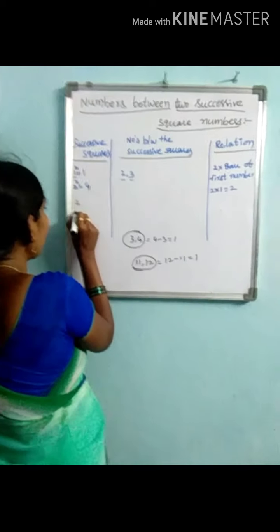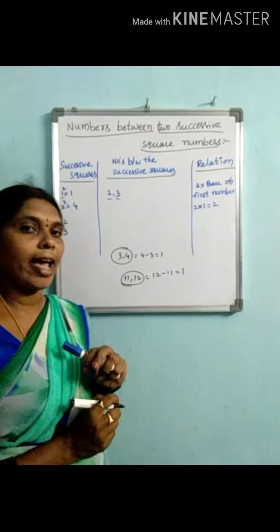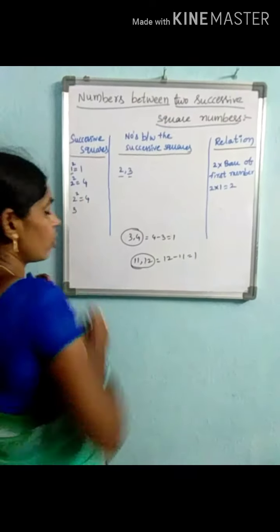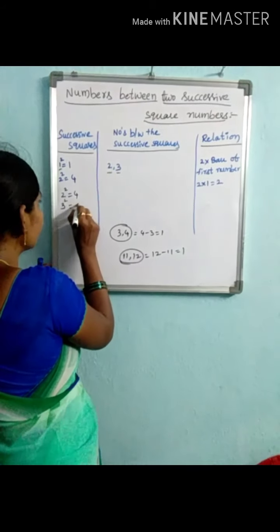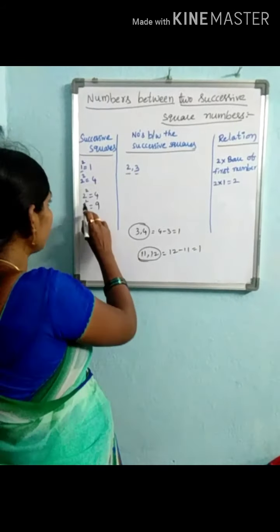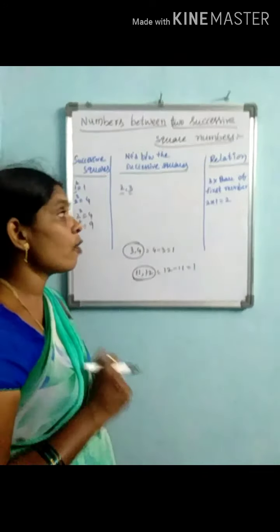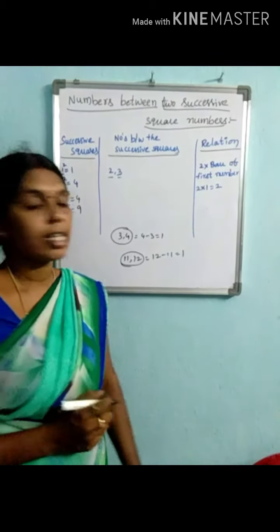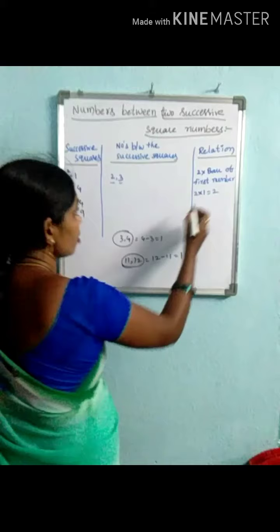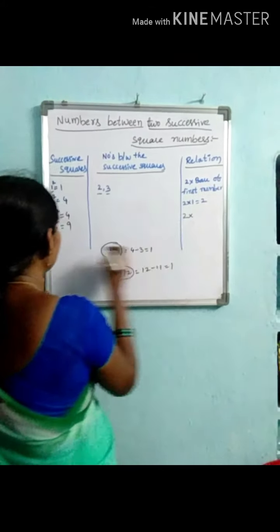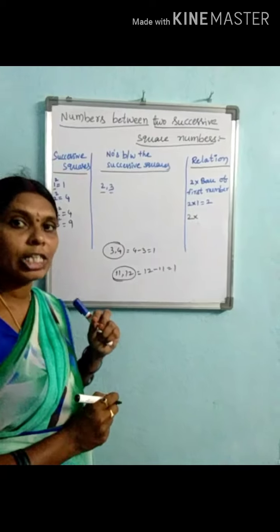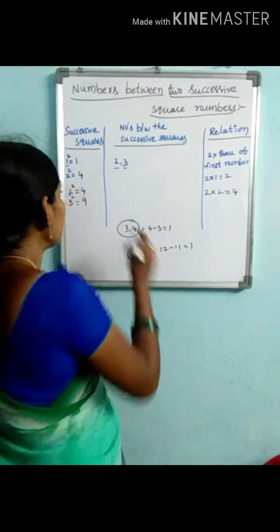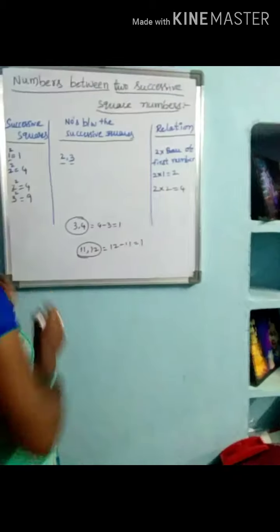Okay. And now I am taking one more example. I am taking 2 and 3. Are these two successive numbers or not? Yes. Why? Because 3 minus 2 is 1. So 2 square equals how much? 4. 3 square equals how much? 9. Now we have to find how many numbers between these two successive squares. Using the relation 2 into base of first number, the base of the first number is 2. So 2 twos are 4.